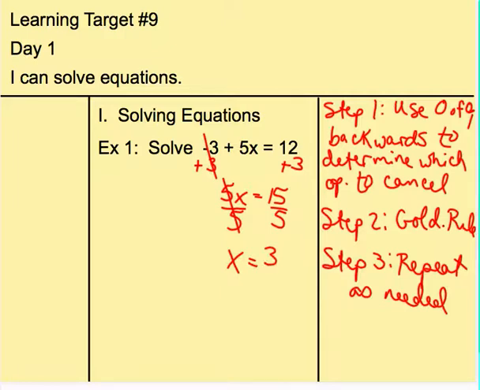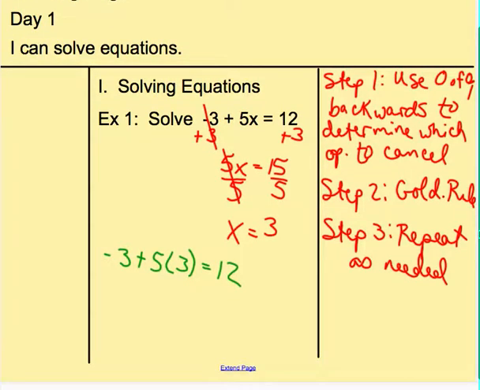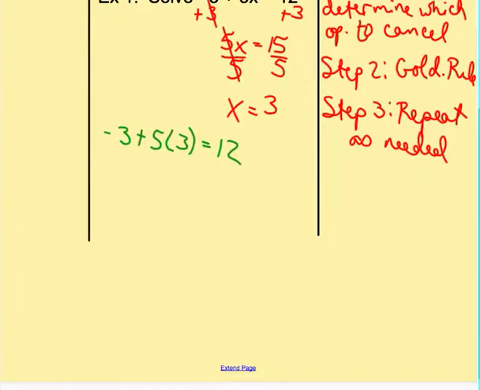So let's check our answer. Maybe we made a mathematical error somewhere along the way. Maybe I added 3 incorrectly to 12. So I'm going to substitute 3 for x, and check my answer. Does this work? Order of operations tells me I have to multiply first, and then add my negative 3. 12 does equal 12, so it checks out.